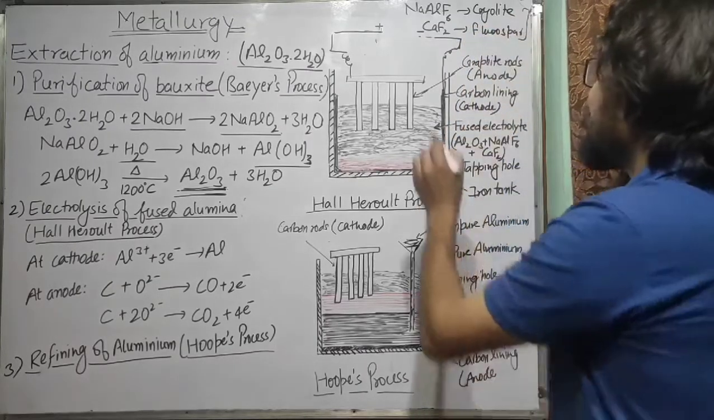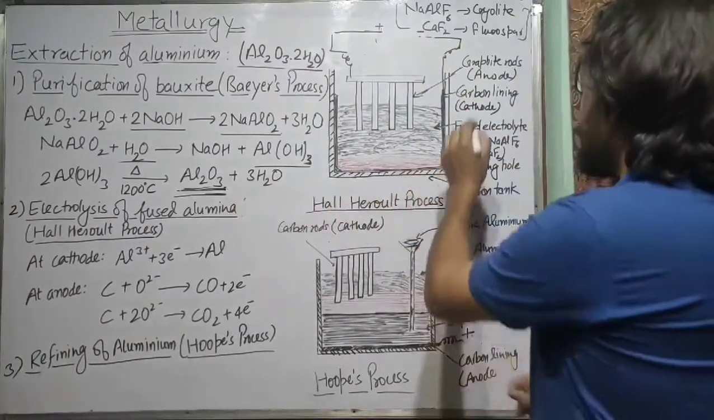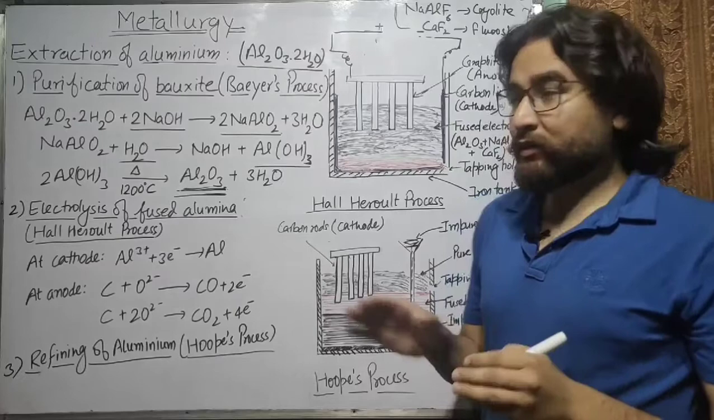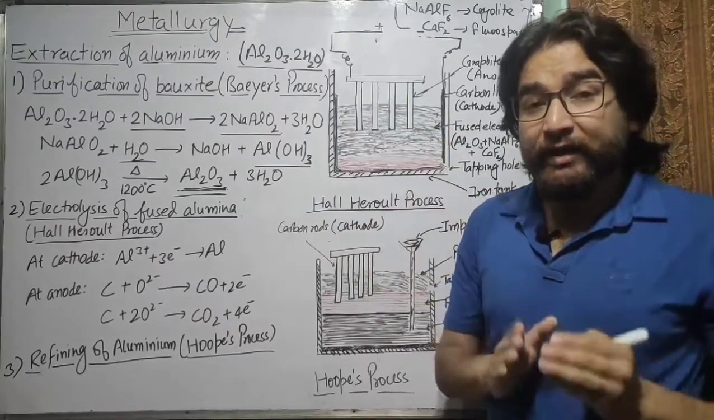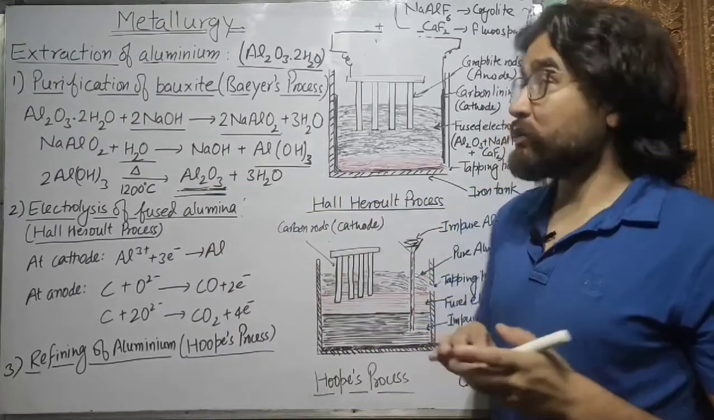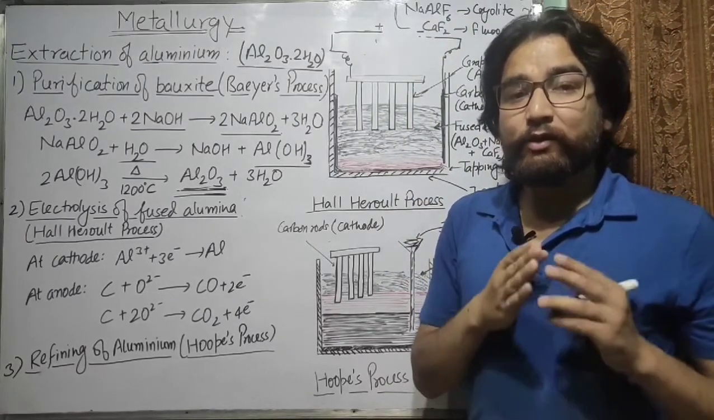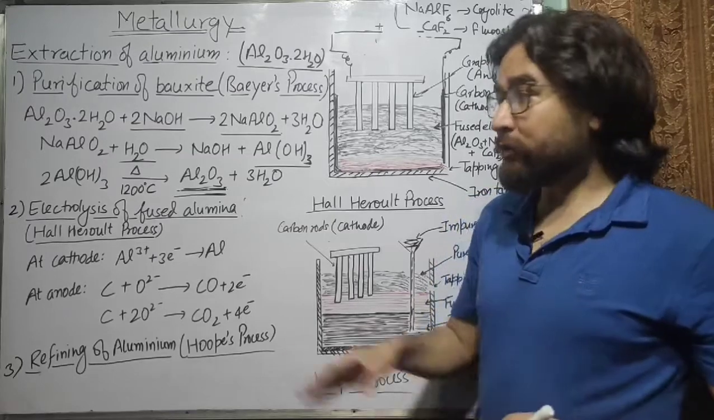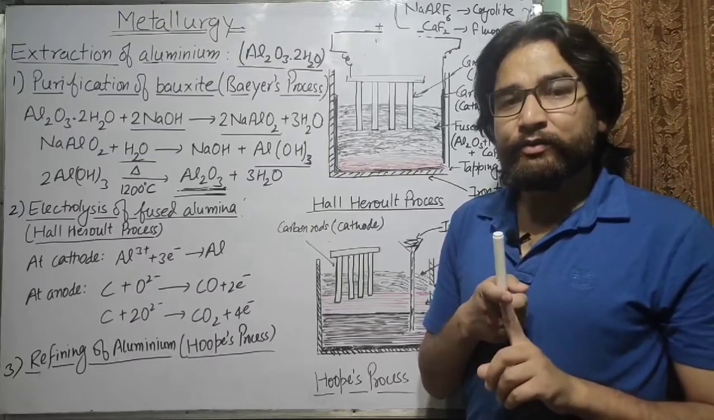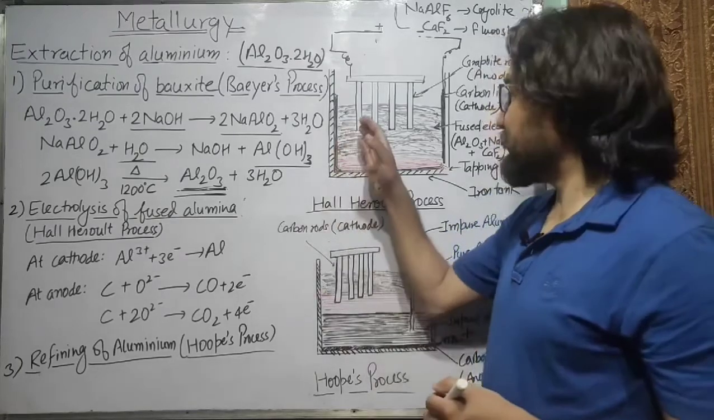So we use cryolite and fluorspar along with alumina because cryolite and fluorspar increase the conductivity of the electrolytic solution, as well as they reduce the melting point of alumina. So remember, that's why we use cryolite and fluorspar. Sometimes there may be a question in your examination, why do we use cryolite or fluorspar in the Hall-Héroult process? So there are two reasons. First, they reduce the melting point of alumina, and second, they increase the conductivity of the electrolytic solution.